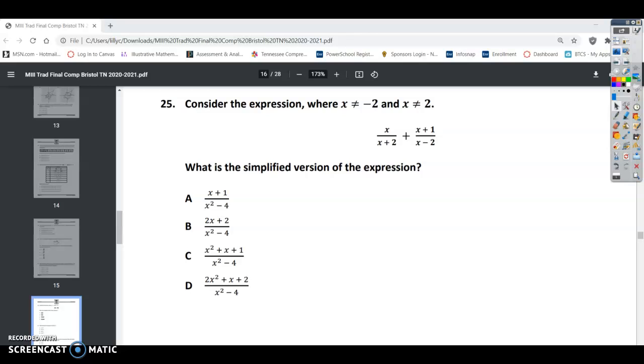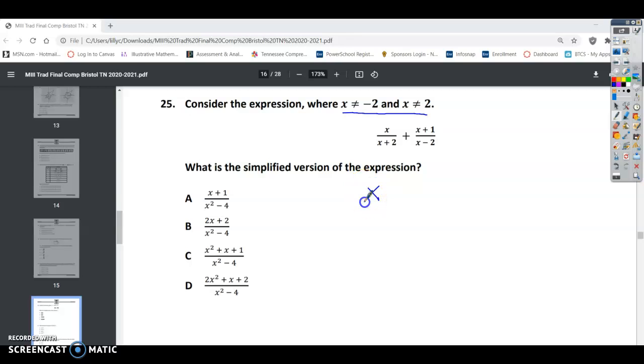Math 3, final benchmark, question 25. Consider the expression where x is not equal to -2 and x is not equal to 2. All right, so again, that's just because this is a fraction, the denominator cannot be equal to 0. So the restrictions just kind of stipulate that. So what is the simplified version of the expression?